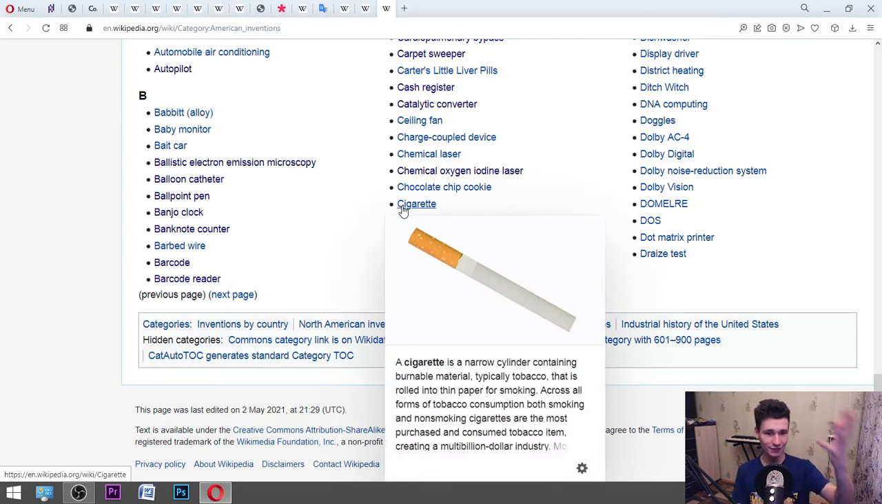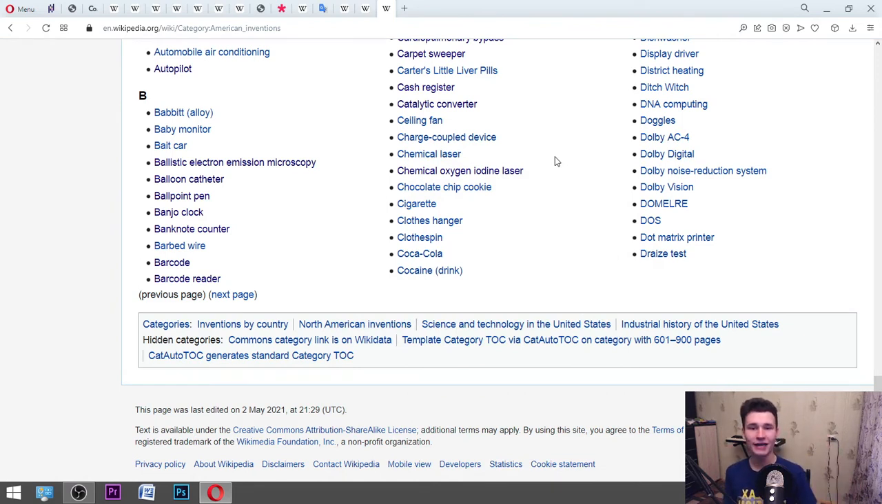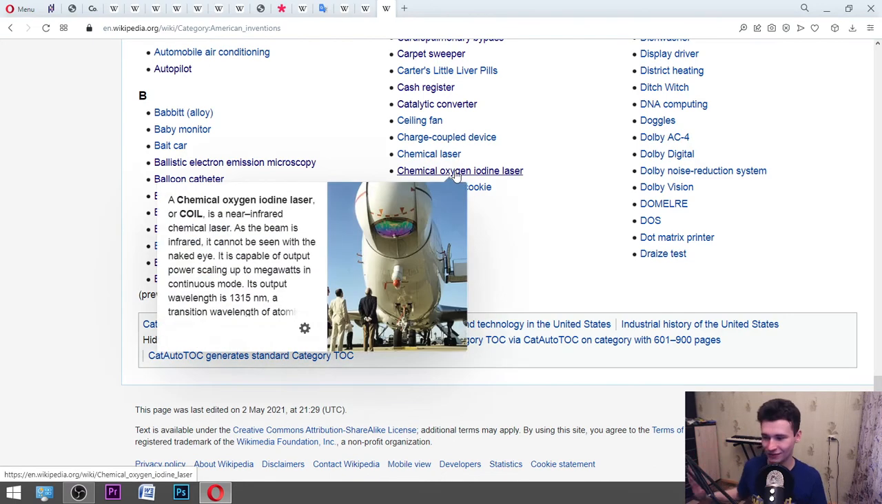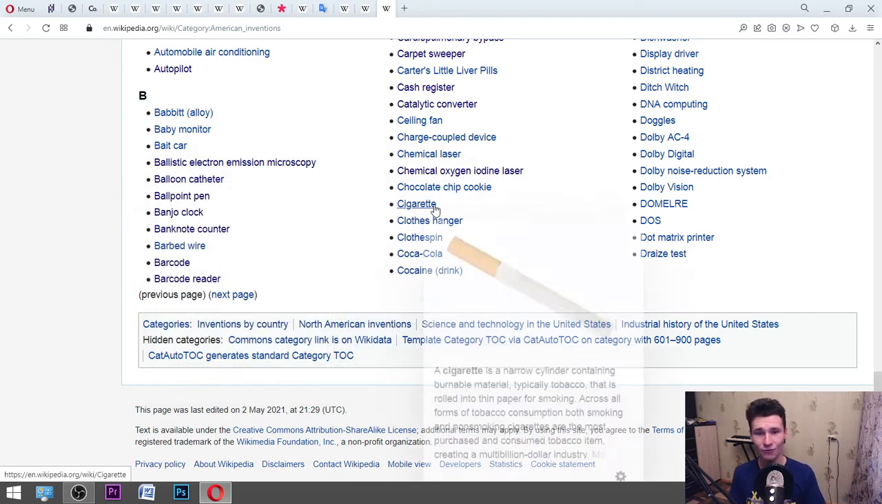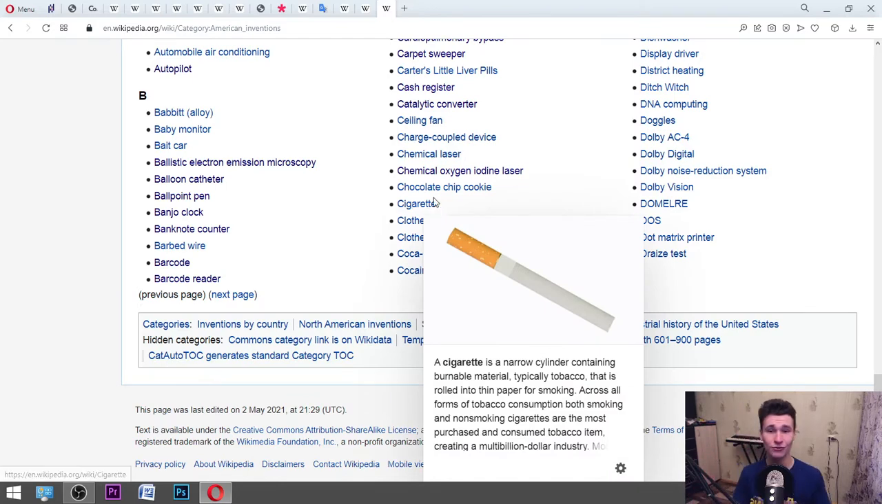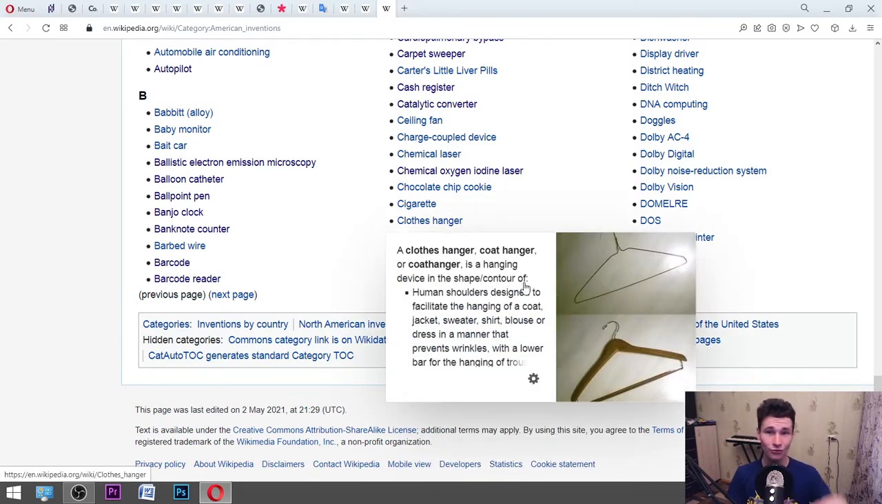And cigarette, it is a narrow cylinder containing burnable material, typically tobacco, that is rolled into thin paper for smoking. We have the shapes. Look at this, it is a cylinder, and also some filters here, and some components inside, and we can burn it and see the things around. Actually, let's take a look at this through the healthy way, we do diagnosis of it through the chemical reactions and what's happening in it. Not that we are using it in real life, okay? We are looking at this through physics and chemistry, through how our world works, and through programming and development.